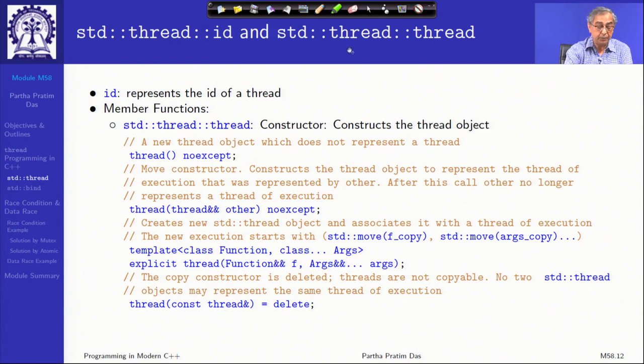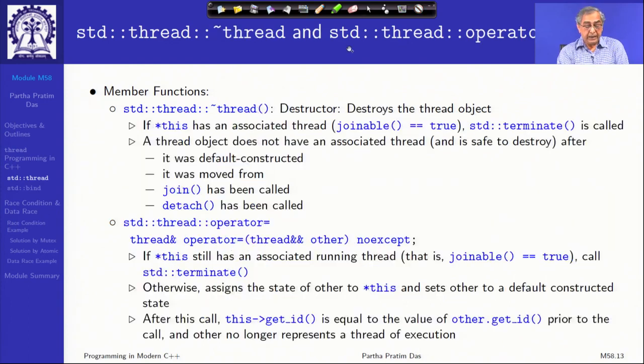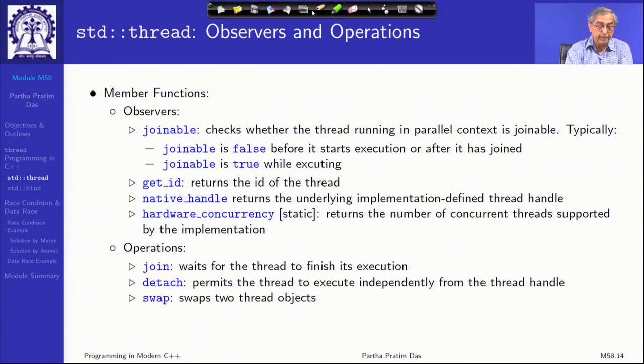So, these are the basic properties. It has a destructor which is executed at the end of its scope. There is an assignment operator which is a move assignment. So, if you move a thread from one thread object to another, then the first thread object will not contain any thread. Now, we will see this through examples. So, I am just leaving you with pointers.